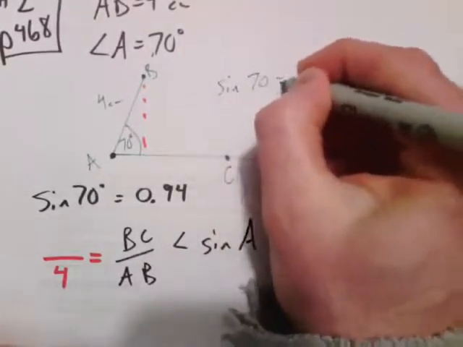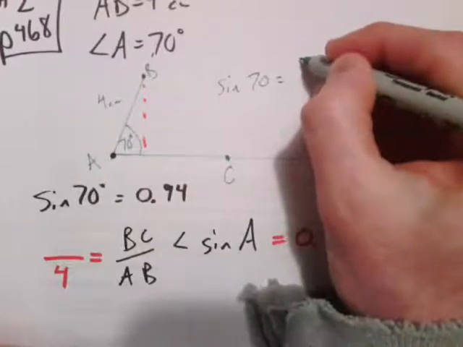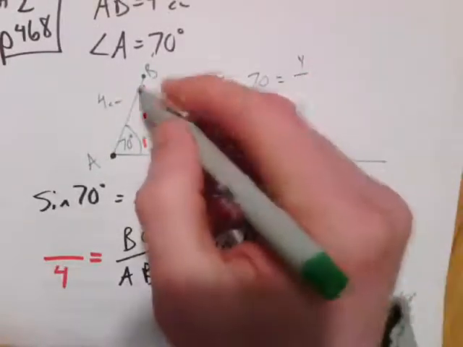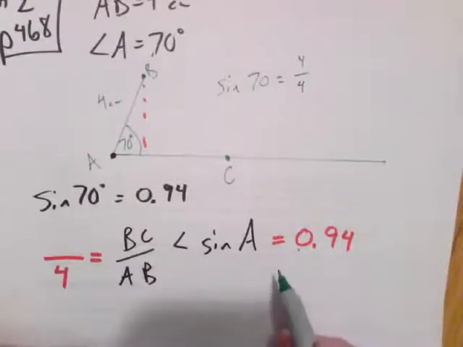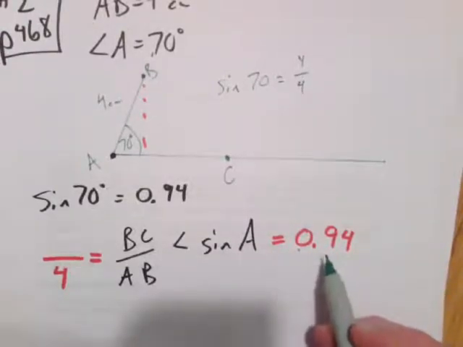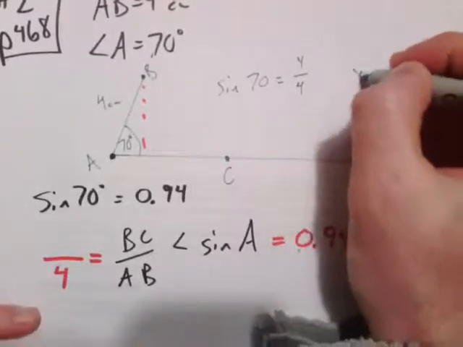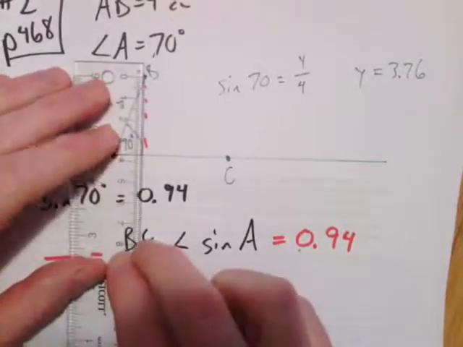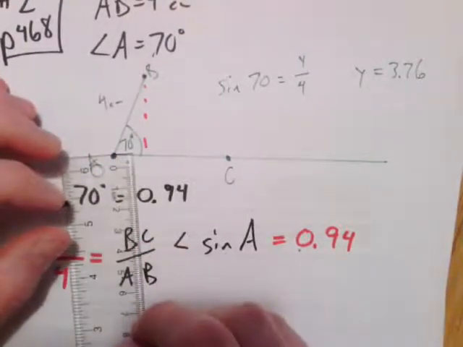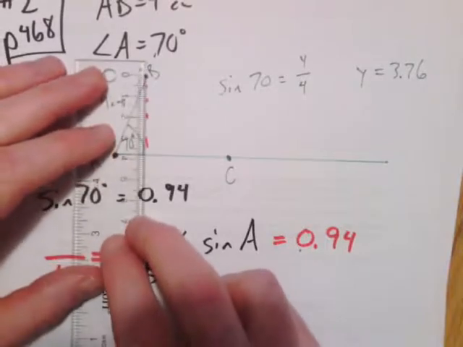Sine of 70 equals opposite, which is this side, so we'll call that y. Opposite over 4. Sine of 70 is 0.94. 0.94 times 4 is 3.76. That shows that reaches.